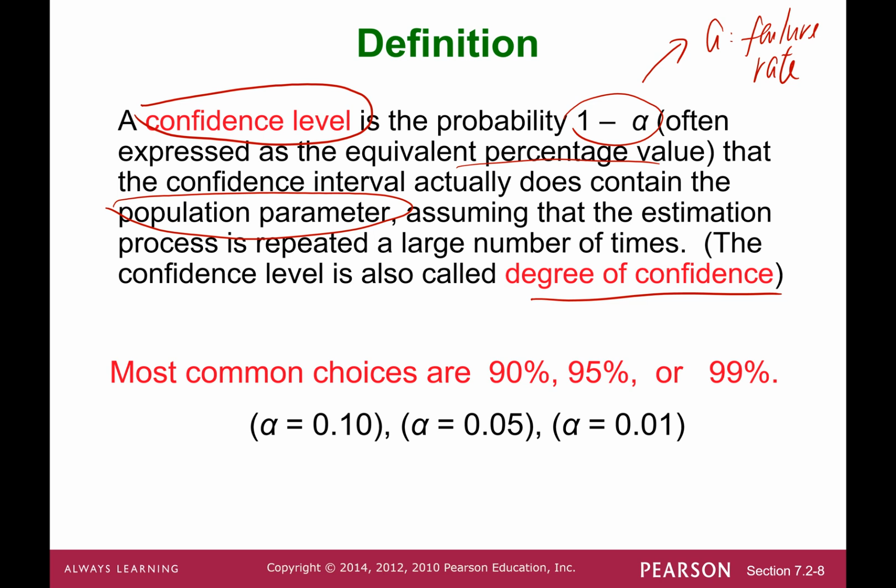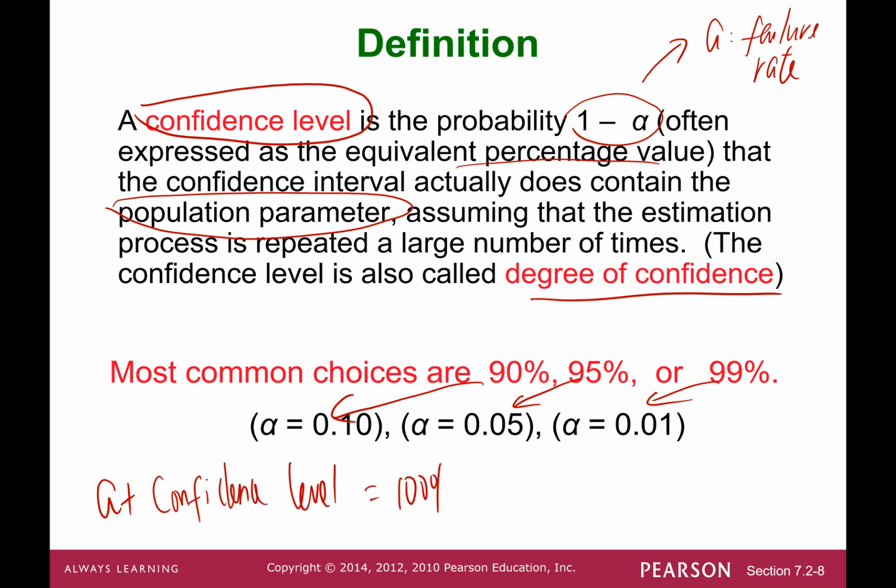The most common values are the 90% confidence level, the 95% confidence level, and the 99% confidence level. For a 90% confidence level, alpha is equal to 0.10. For 95%, alpha is equal to 0.05. For 99%, alpha is equal to 0.01. Again, they are complements. If you sum up alpha and the confidence level, it becomes 1, or 100%.